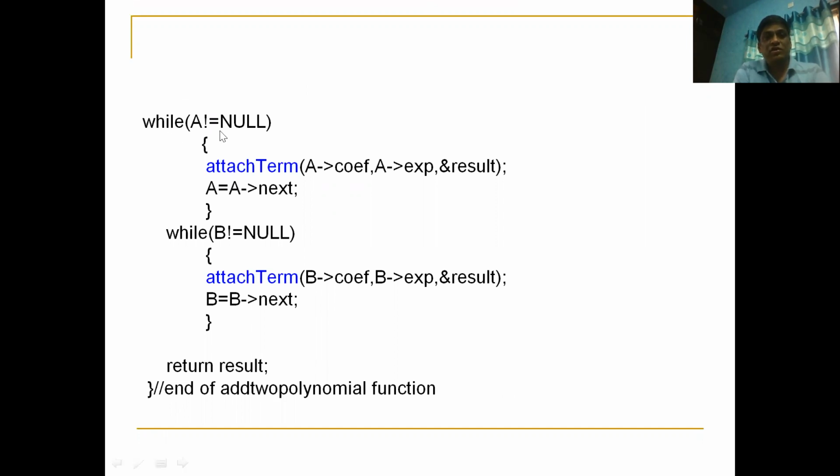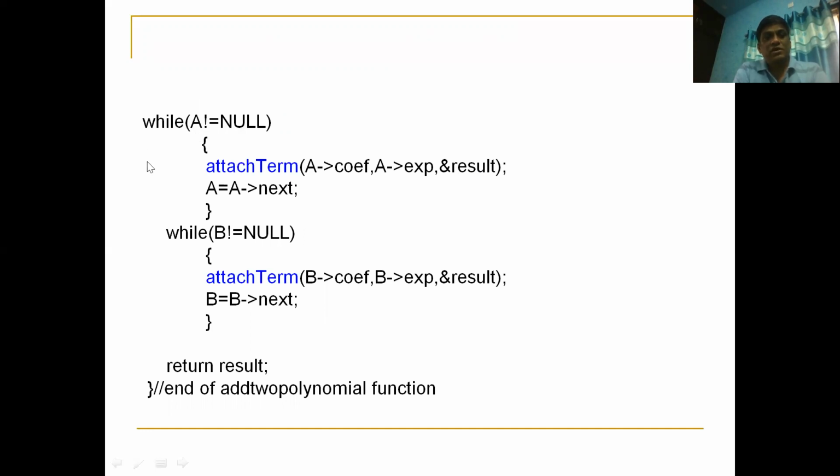While A not equal to null, it means there are some nodes in A. Maybe B is completed. Okay, so because A has some nodes to be added, add all the remaining nodes from A into the result polynomial. Okay, so attach term of A coefficient comma A exponent comma ampersand result and move forward. So simply add all the remaining terms into the result polynomial if a not equal to null.